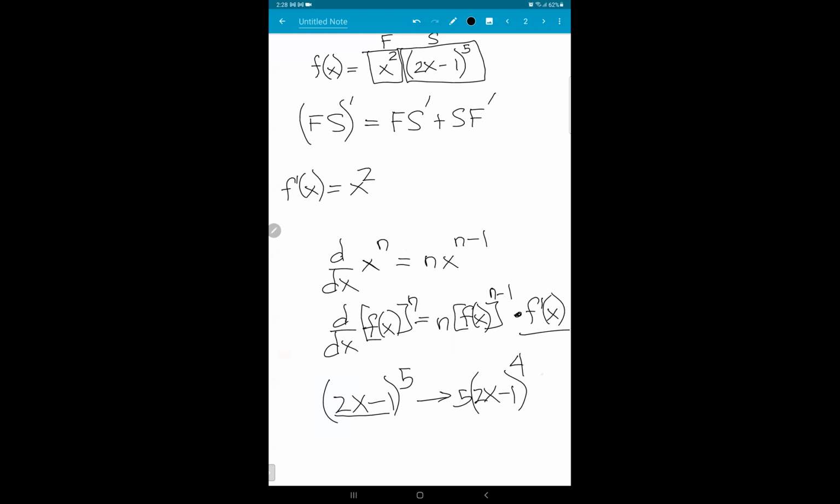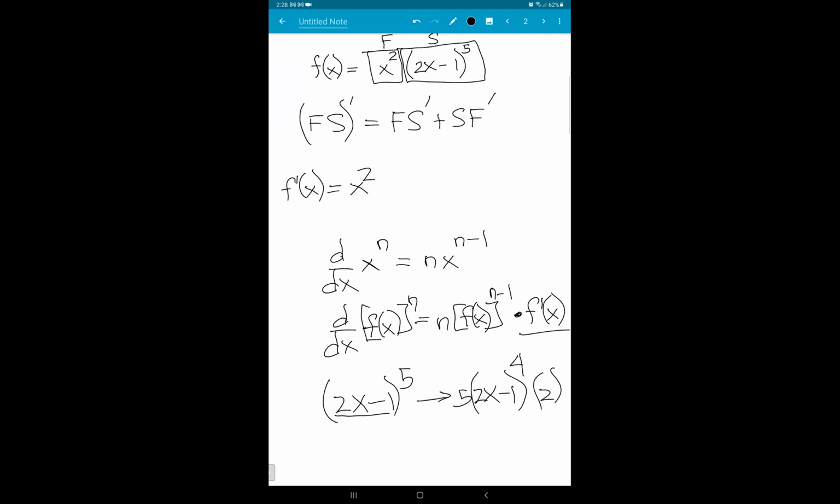So what's the derivative of 2x - 1? That should be 2. Now, if you have problem understanding why the derivative of 2x - 1 is 2, then that means you have to review the basic rules of differentiation and properties also of differentiation, like constant times function rule, sum and difference rule, and here we are actually using the product rule, and then the next examples, quotient rule.